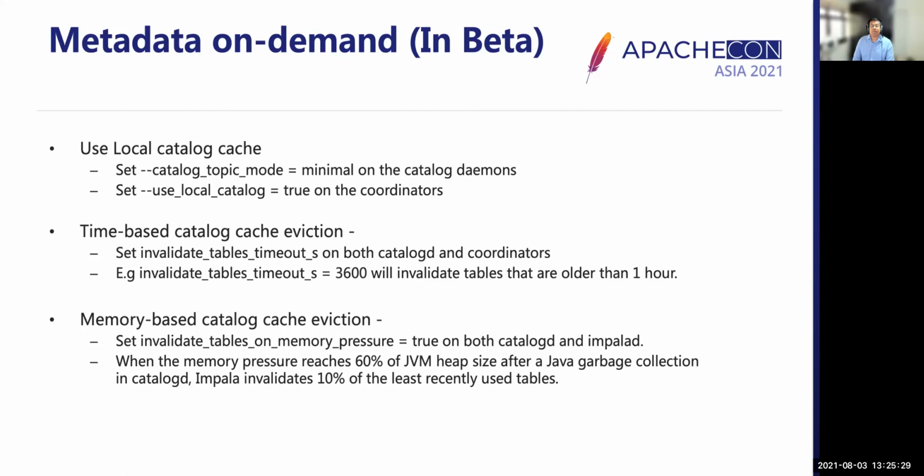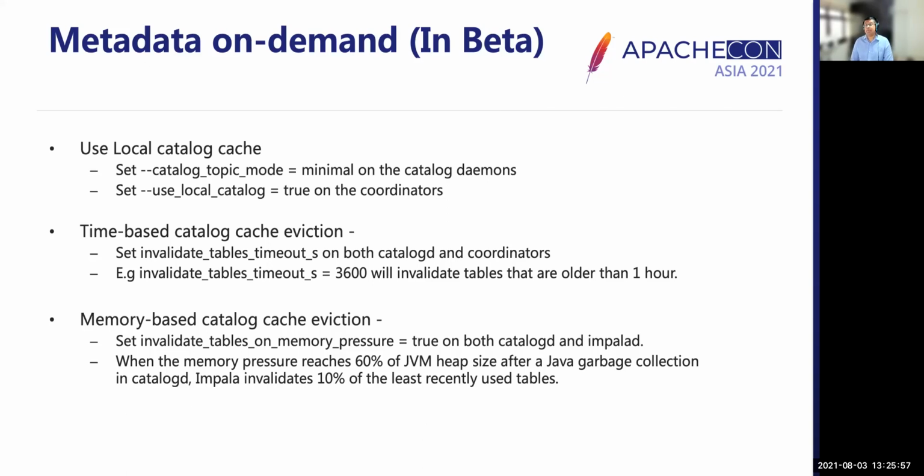To enable metadata on demand, we ask customers to set the catalog topic mode equal to minimal and use local catalog equal to true. This is already on by default in Impala 4.0. In the earlier versions, you have to actually turn it on. There's time-based catalog eviction, so you can set how much time you want before you invalidate or forget tables that are no longer accessed.